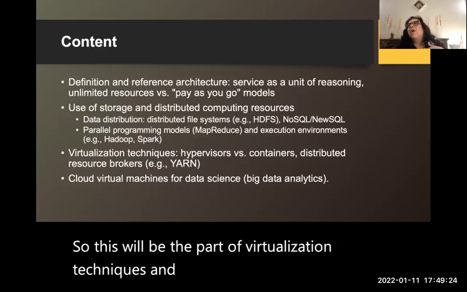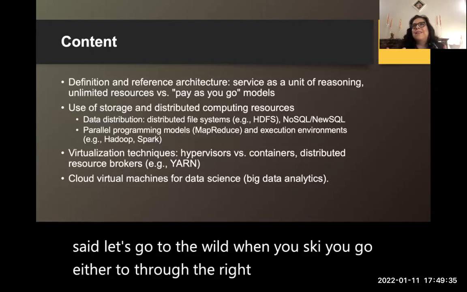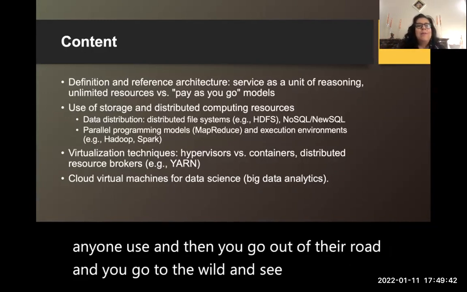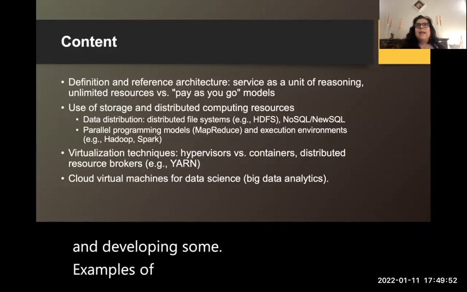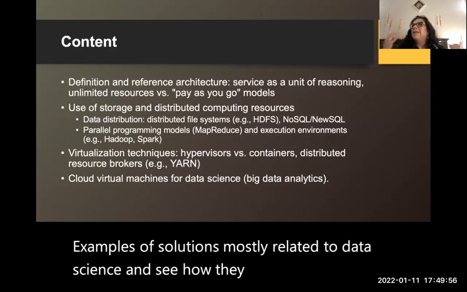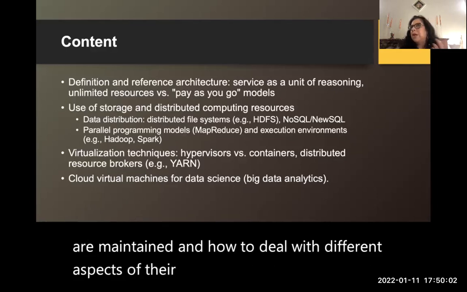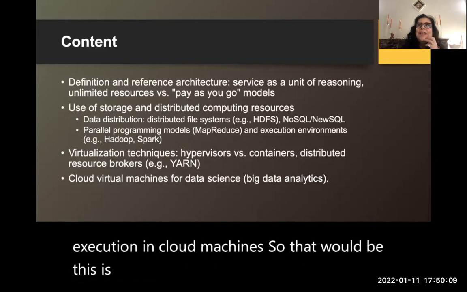And then we will go towards, as I said, the wild. Like when you ski, you go either through the right roads, the ones that anyone uses, and then you go out of the road and go to the wild and see what happens. So this will be the fourth part, which is really doing and developing some examples of solutions, mostly related to data science, and seeing how they work, how they are maintained, and how to deal with different aspects of their maintenance and their execution in cloud virtual machines. This is the menu of the lab that we will run during this term.